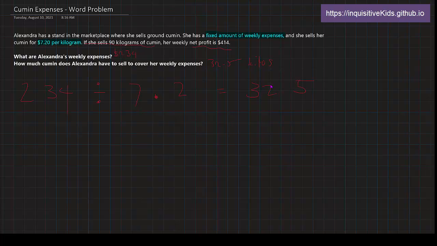So, what did we do over here? Well, we found the expenses, which was $234. Then we divided them by how much dollars per kilogram to find how much kilograms it would take her to sell in order to completely and exactly cover 234. So 32.5 would be our answer.